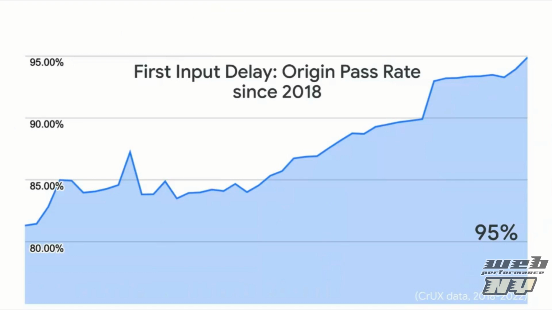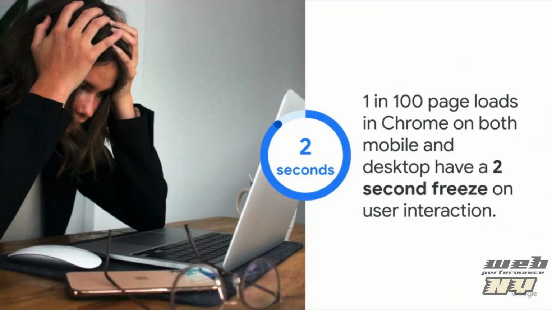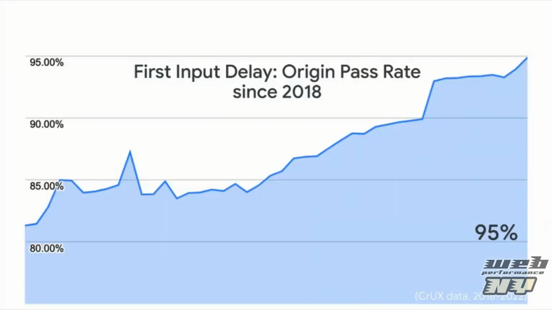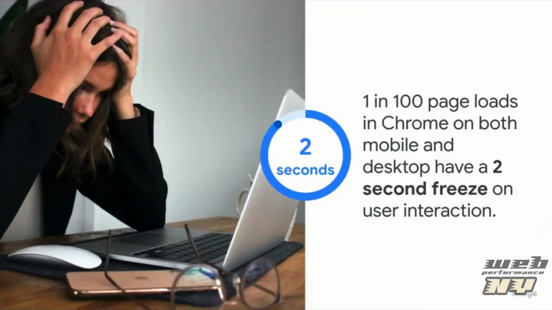But unfortunately, when we look at the full interaction time for all the interactions on the page, we see a really different story. 1 in 100 page loads in Chrome, both on mobile and on desktop, have a complete freeze during user input for over 2 full seconds, just completely frozen. So we think that despite all of this great work on First Input Delay, we need to expand what we're measuring so that we can tackle the rest of the problem.